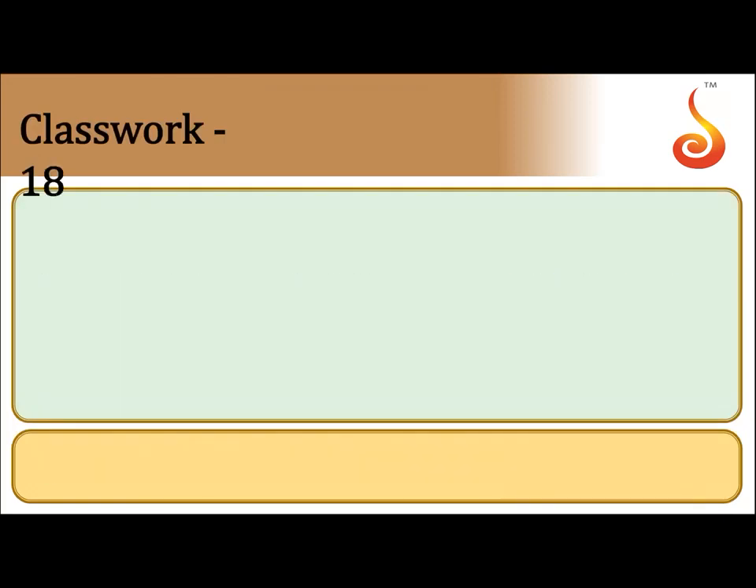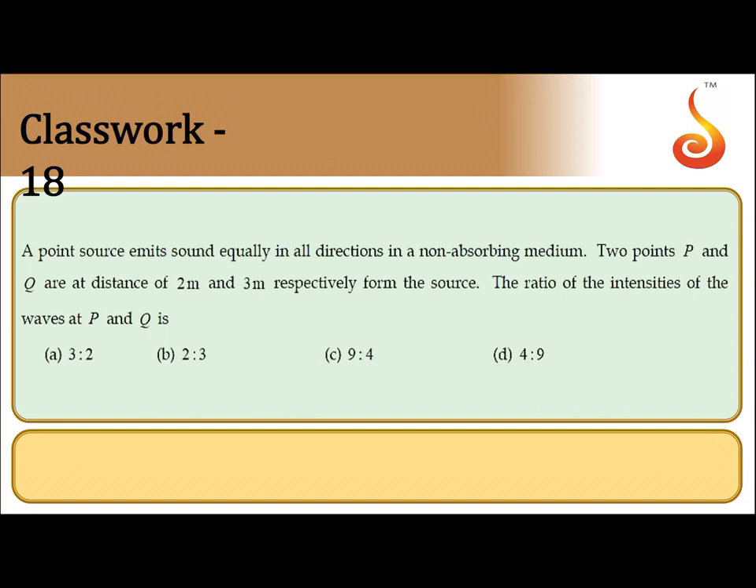Yes, we shall move on to next one. A point source emits sound equally in all directions in a non-absorbing medium. 2 points P and Q are at a distance 2 meter and 3 meter respectively from the source. The ratio of intensities of the waves at P and Q is, see, P is at a distance, sorry, 2 meters from the source. Q is at a distance 3 meter from the source. This is what is given.